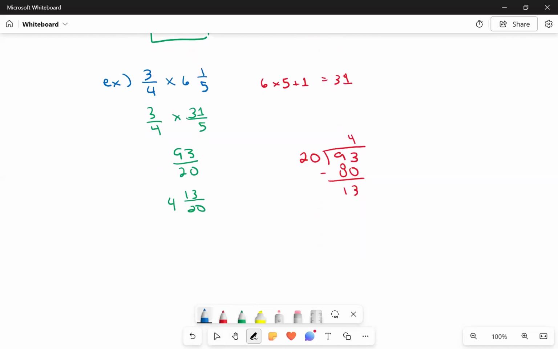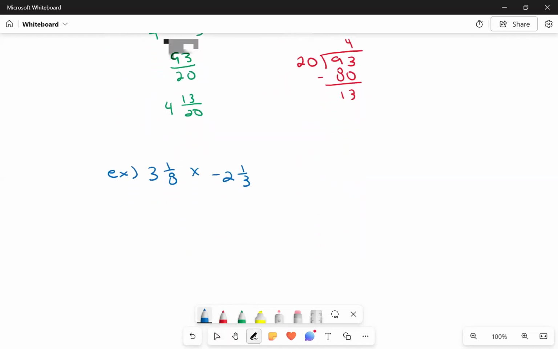Okay, so let me do one more problem like that. And maybe you could pause the video after I do this. Try it yourself. 3 1/8 times negative 2 1/3. Okay, give that a shot. I'm going to go ahead and work on it right now. So I'm going to change each of the mixed numbers into improper fractions.